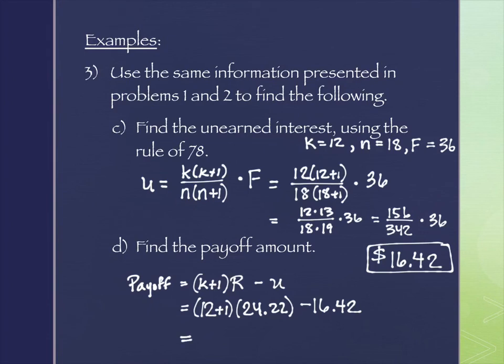So what do you get for the final payoff using the Rule of 78? $298.44. Any questions on that? All right.